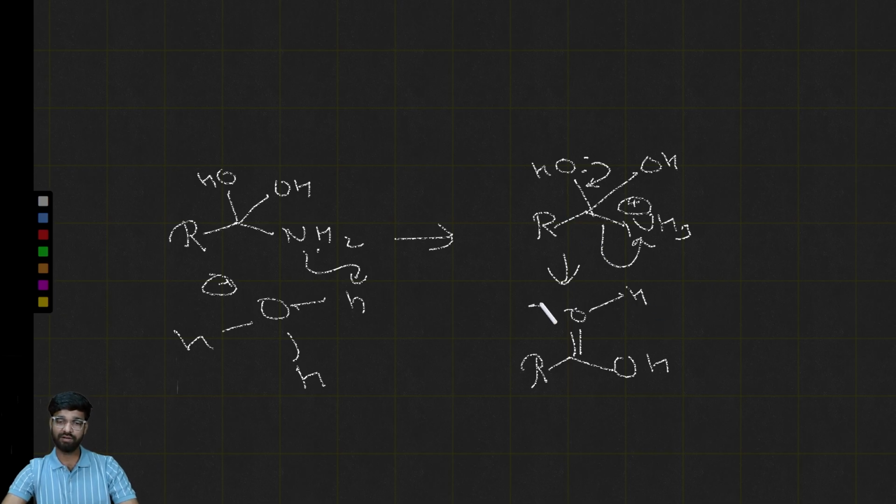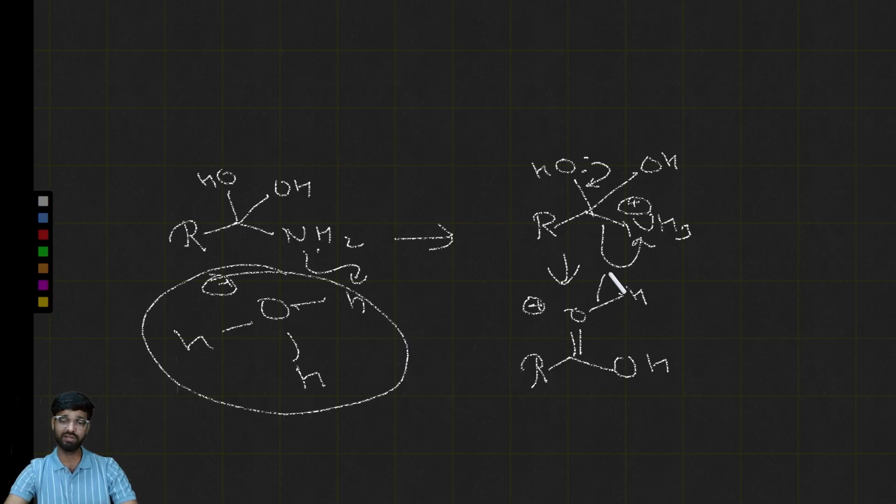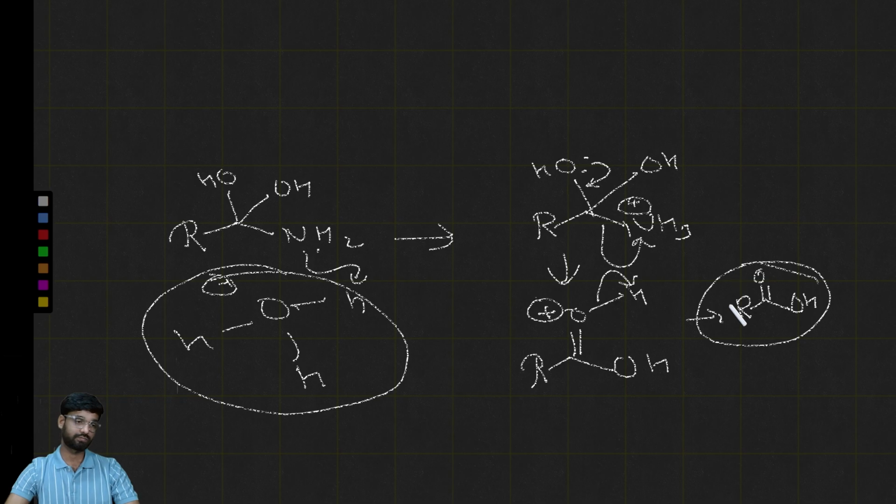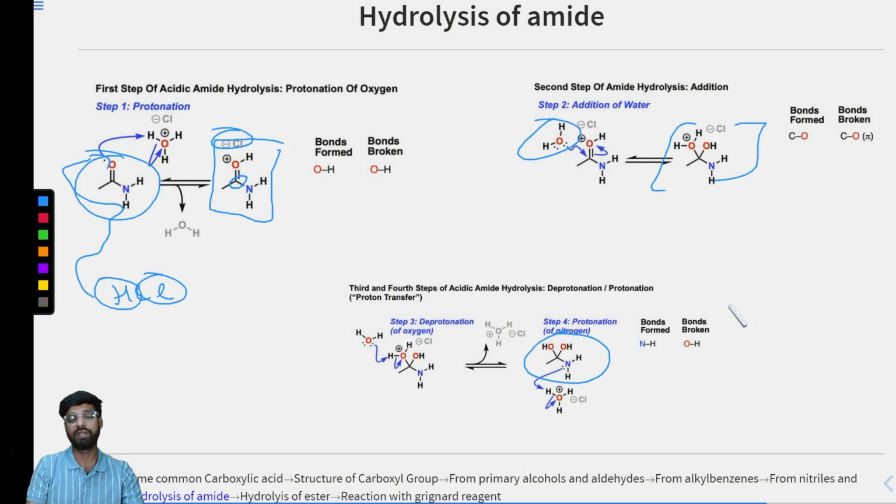Now we have again protonated oxygen. Since it is acid catalyzed, initially it has donated one hydrogen, so it will be taken up back, and that would result in your carboxylic acid. So this is our mechanistic part of the hydrolysis of amide.